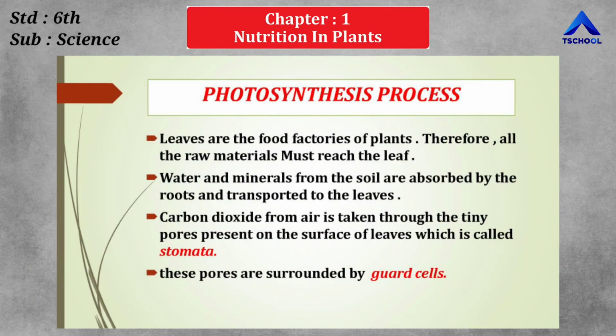You know that leaves are called the kitchen of the plants, where they make their food. Water and minerals are absorbed by the roots and transported to the leaves. Carbon dioxide from the air is taken in through tiny pores called stomata, which are present on the surface of leaves. These tiny pores are protected by guard cells.